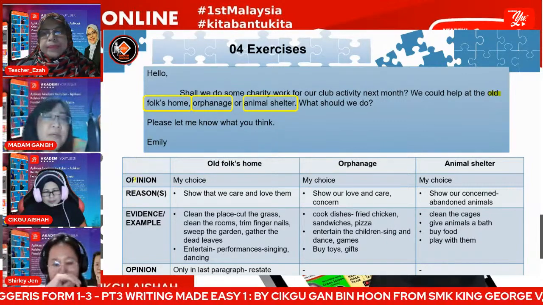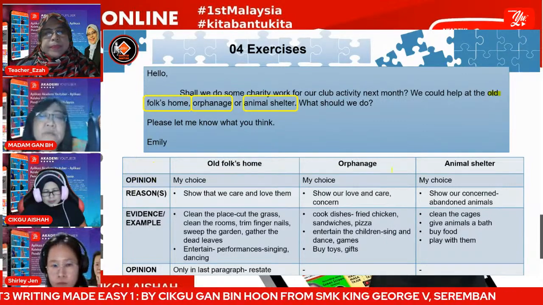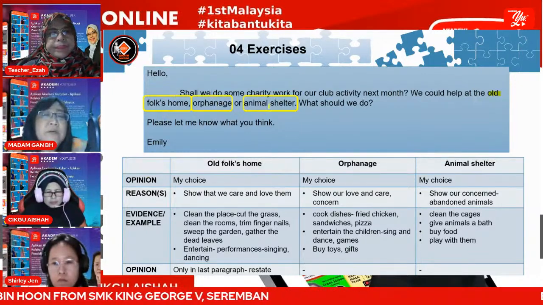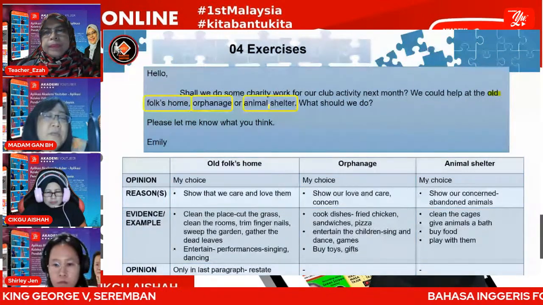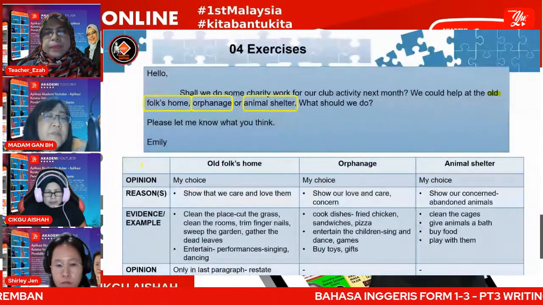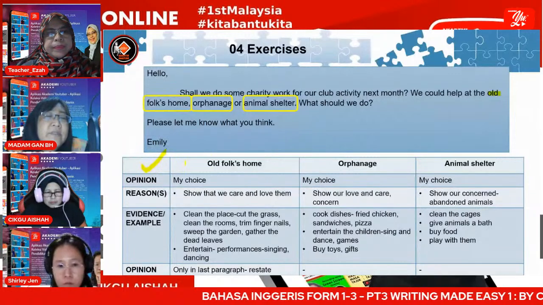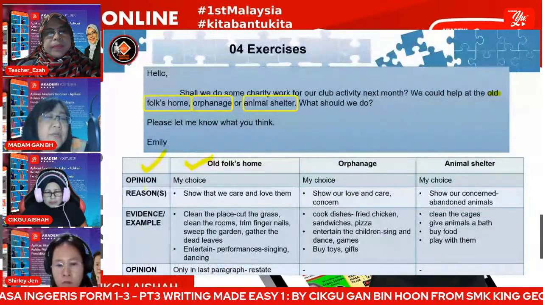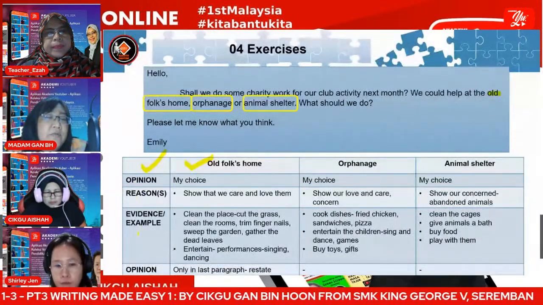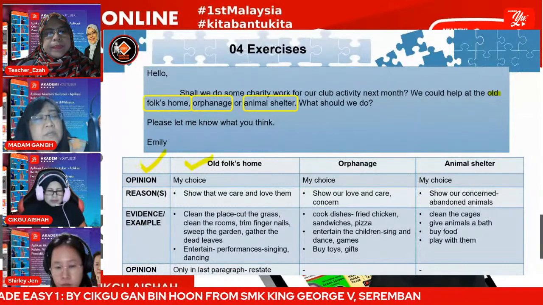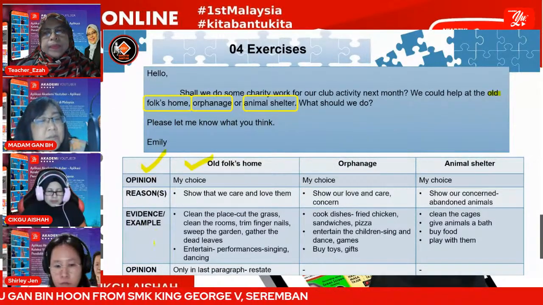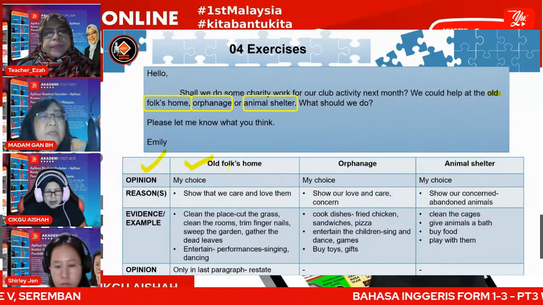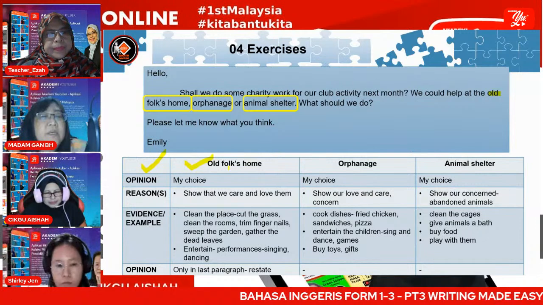When you have this, my advice will be to have a table. In this table, you make a choice. You want old folks home, orphanage, or animal shelter. Your table should have 2 columns. First column is for this, and second column is for your choice. You have 2 columns, but as you go down the table, you need to have 1, 2, 3, 4, 5 rows. So your table should have 2 columns and 5 rows.